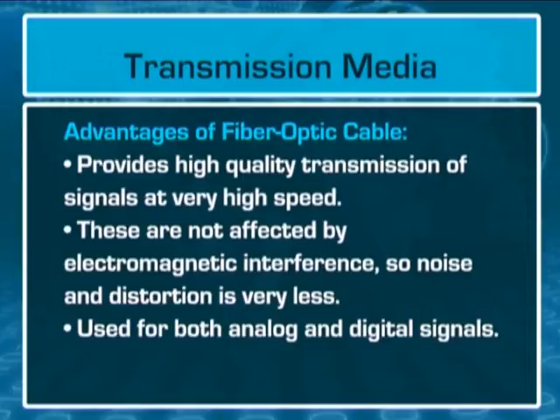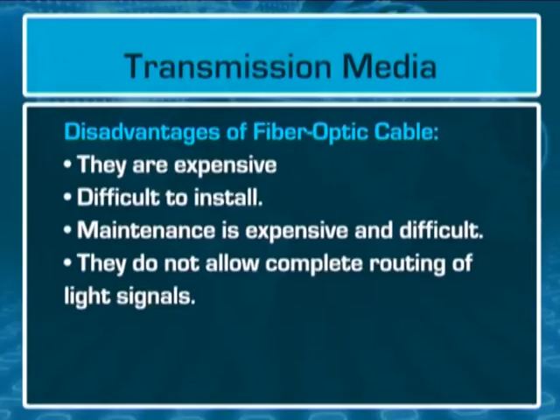There are many advantages associated with fiber optics, such as number 1, they provide high quality transmission of signals at very high speed. Number 2, these are not affected by electromagnetic interference, so noise and distortion is very less. Number 3, they are used for both analog and digital signals. They have some disadvantages too, such as number 1, they are expensive. Number 2, difficult to install. Number 3, maintenance is expensive and difficult. And number 4, they do not allow complete routing of light signals.